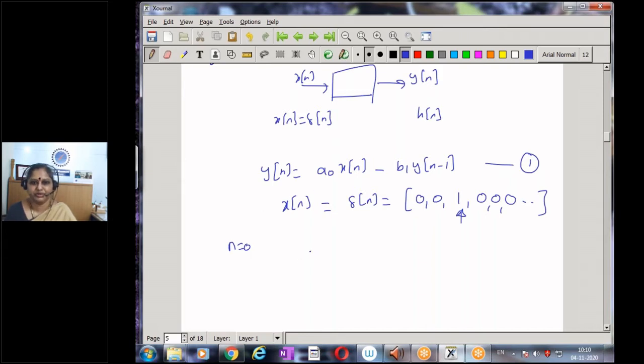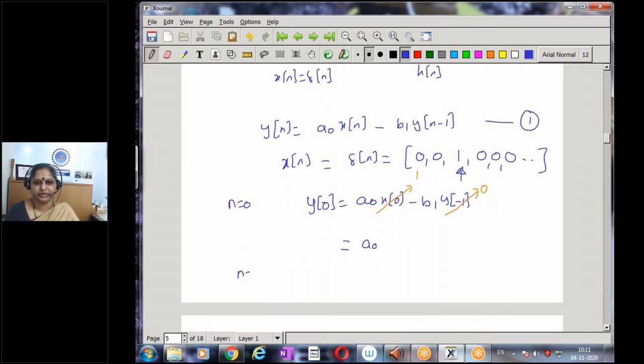So let me put n equal to 0 here. And what I get is y of 0 equal to a0 x of 0 minus b1 y of minus 1. Assuming the system is relaxed, or it does not have any previous output, we will consider the past output as 0, and my input x of 0 is 1 because it's a unit impulse function. Hence my output is a0 into 1 minus b1 into 0. So my output is a0.